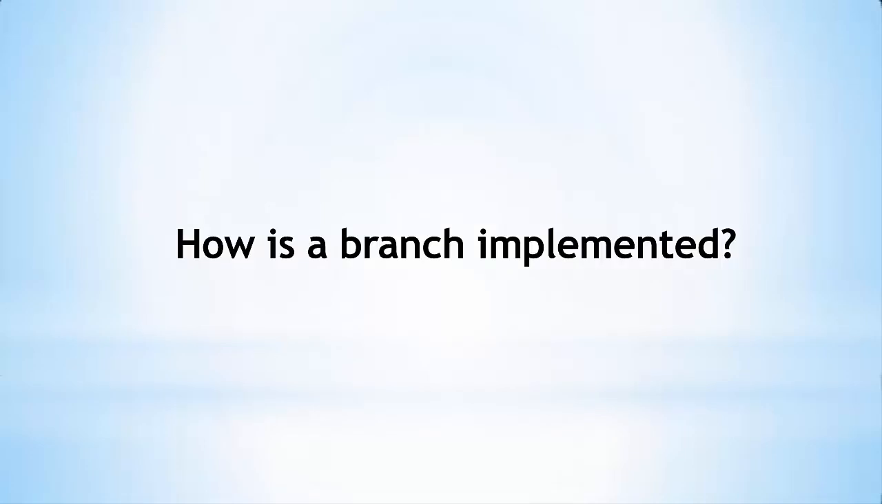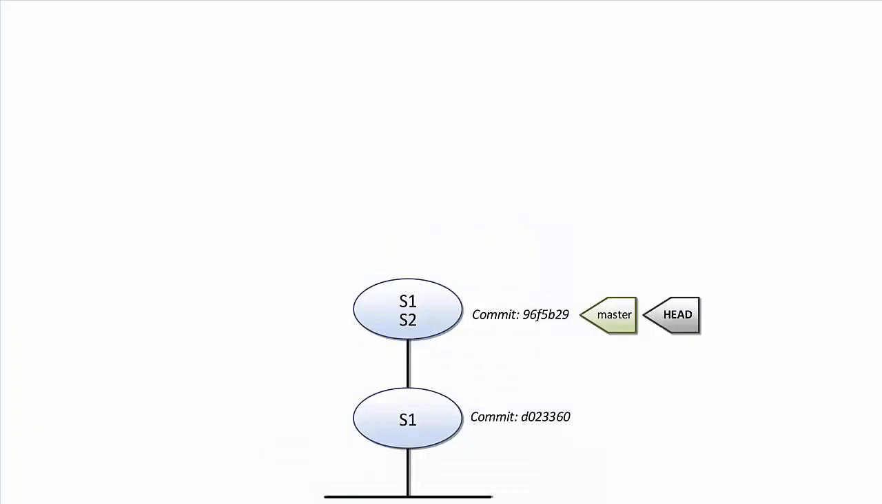How is a branch implemented? The implementation of a branch is actually quite simple. Let's look at our commit graph to see a visual representation of a branch. Here is our new repo with its two commits. Every commit has a 40 hexadecimal SHA-1 hash. The first 7 characters of those hashes are shown here.